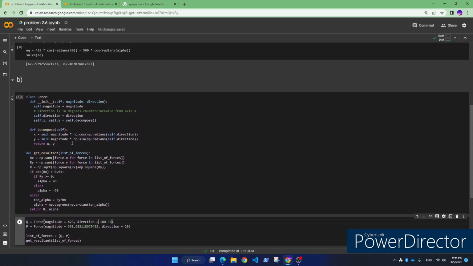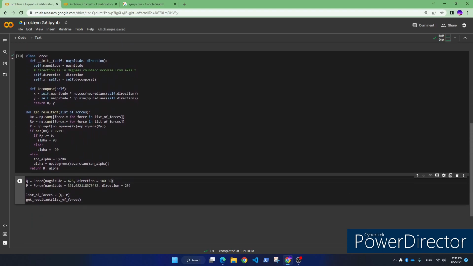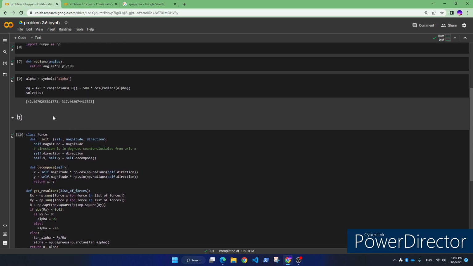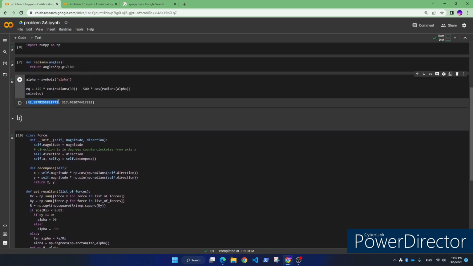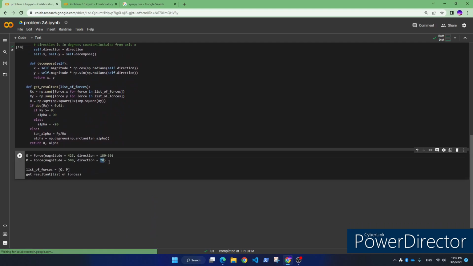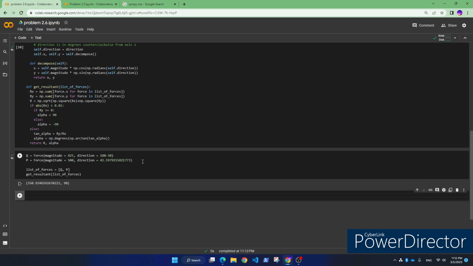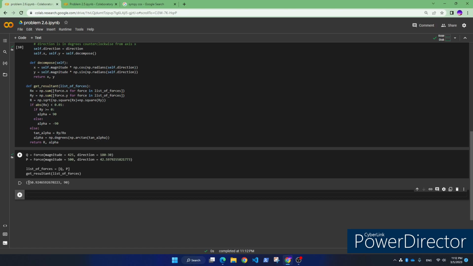For the magnitude, we know it's 500 for the P. And the direction, and we get our resultant, which will be 550.92, and it will be at 90 degrees, which means it will be in the positive y direction.